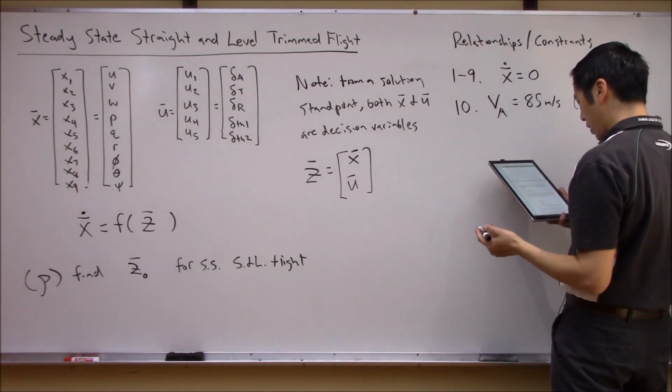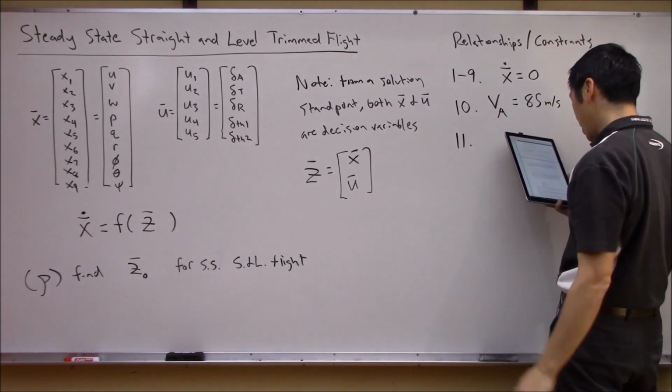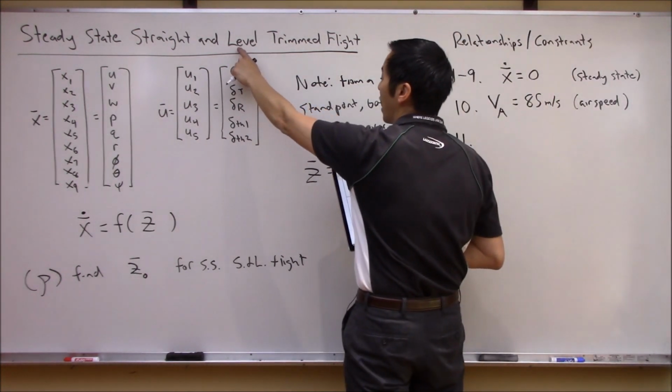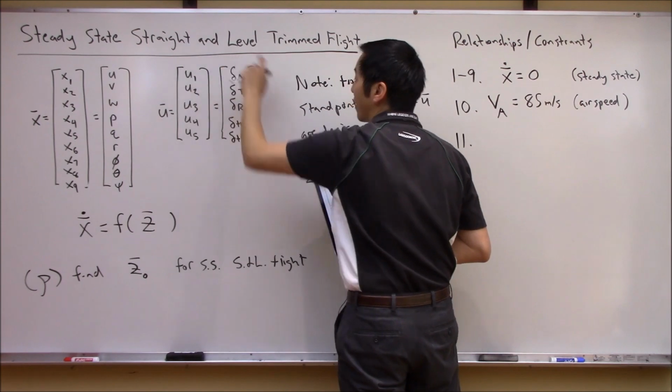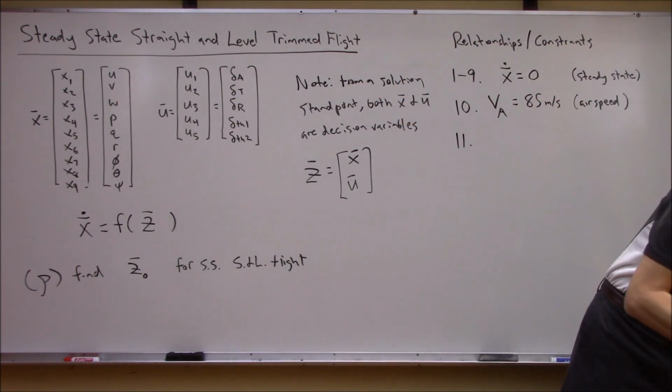What else? Okay, let's do constraint number 11. How about level? Actually, let's combine: how about straight and level? What does that mean? Straight and level. So you've got your aircraft.